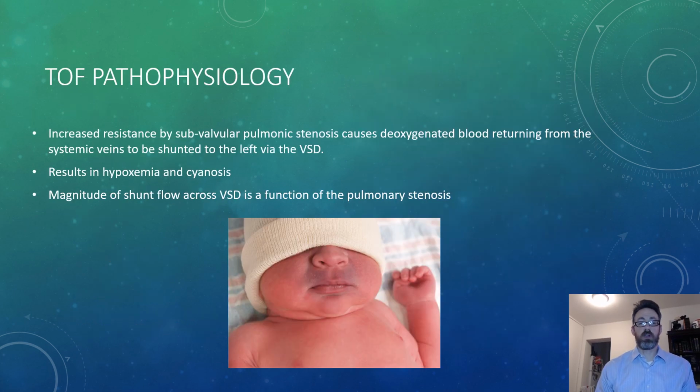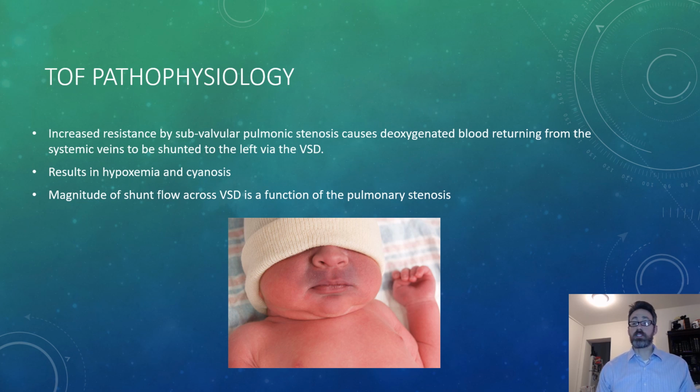So Tetralogy of Fallot, its pathophysiology: increased resistance by that subvalvular pulmonic stenosis causes deoxygenated blood returning from the systemic veins to get shunted through the VSD into that overriding aorta. So that's that right to left shunt. This results in deoxygenated blood mixing, and the infants become hypoxemic, and they can become cyanotic.